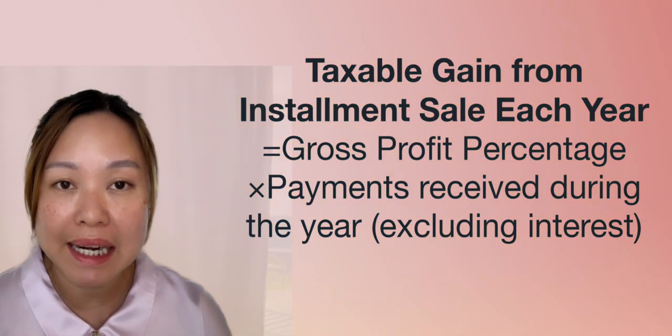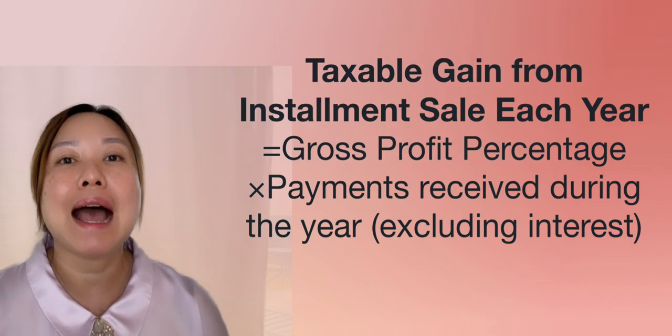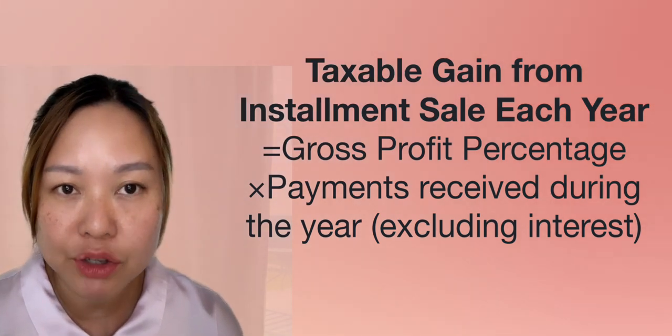The next step is to calculate the taxable gain. The taxable gain from the installment sale for each year equals the gross profit percentage that we just calculated times the payment received during the year, excluding interest. If the sale price changes after the sale year, the gross profit and percentage must be recalculated and applied to the remaining payments. Any installment sale income reported previously is subtracted from the revised gross profit to get the new percentage.